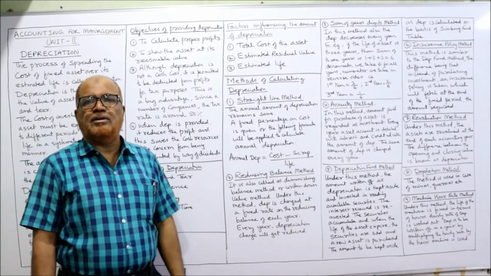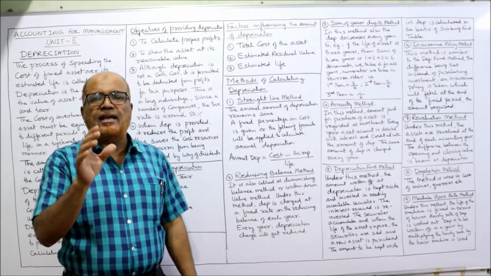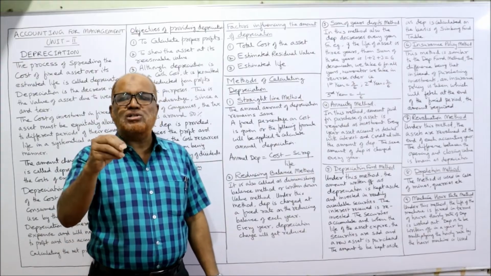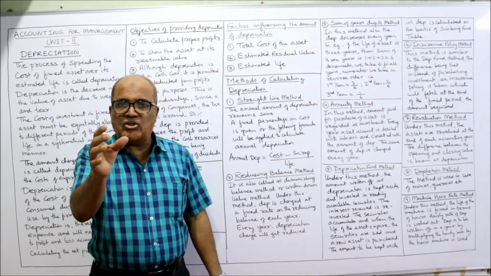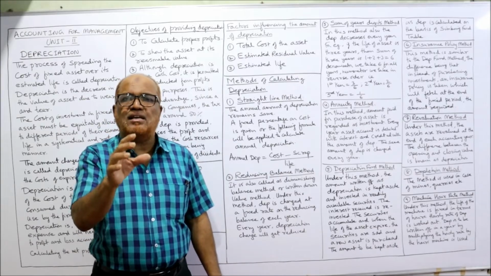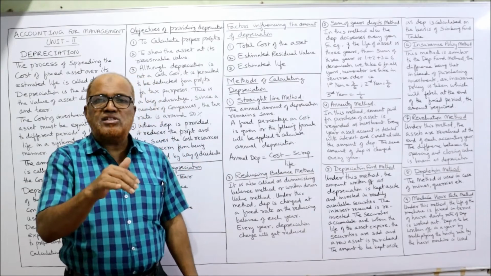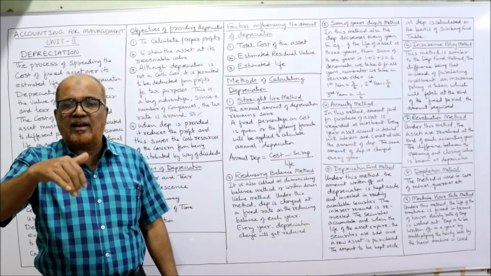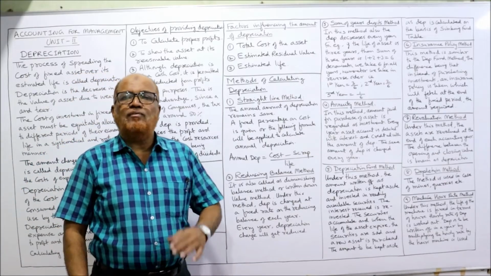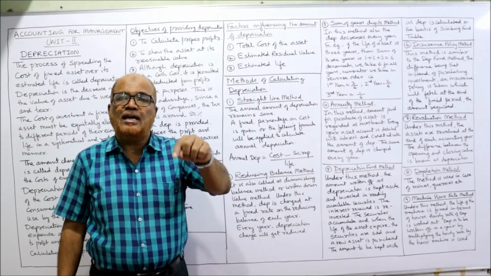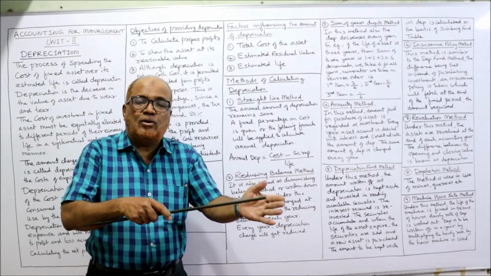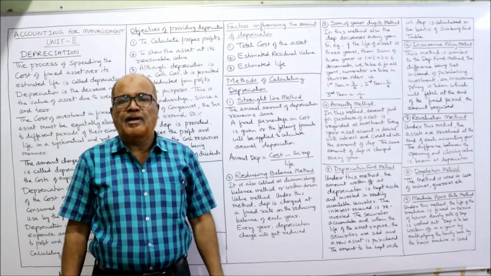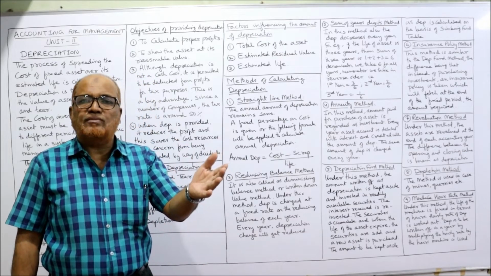Next, the annuity method. According to this annuity method, the purchase of an asset is treated as an investment. So the investment will generate interest. So we calculate interest on the investment in the fixed asset, and that interest will be added to the cost of the asset.